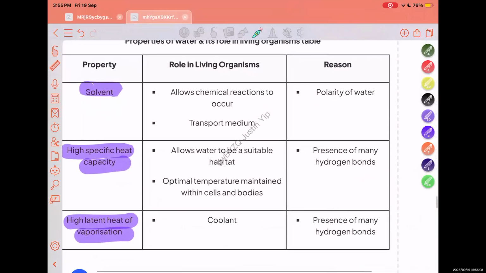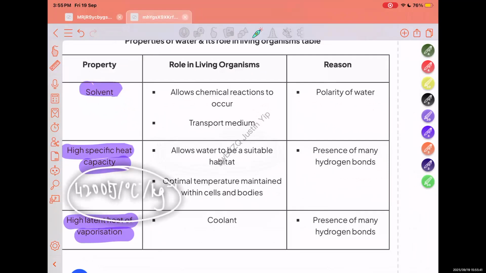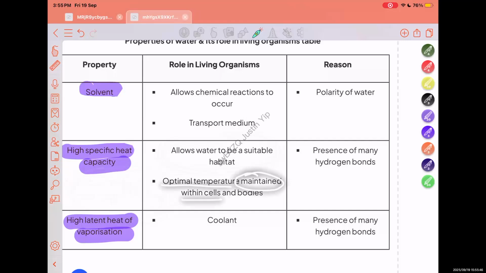Second one, high specific heat capacity. This one you learned before in IGCSE physics. Specific heat capacity means how much heat you need in order to increase 1 kg of a substance by 1 degree Celsius. Means that if you increase the temperature of the substance, how much energy do you need? Water has a very high specific heat capacity. You learned before, right? It's 4,200 joules per degree Celsius per kg. This is the formula, okay? And their optimal temperatures can be maintained within the cells and bodies.